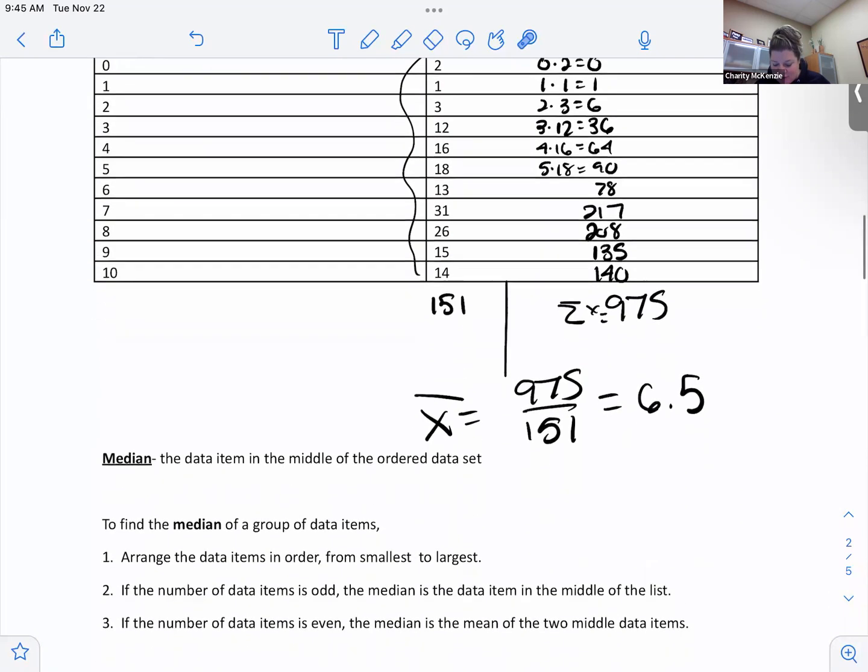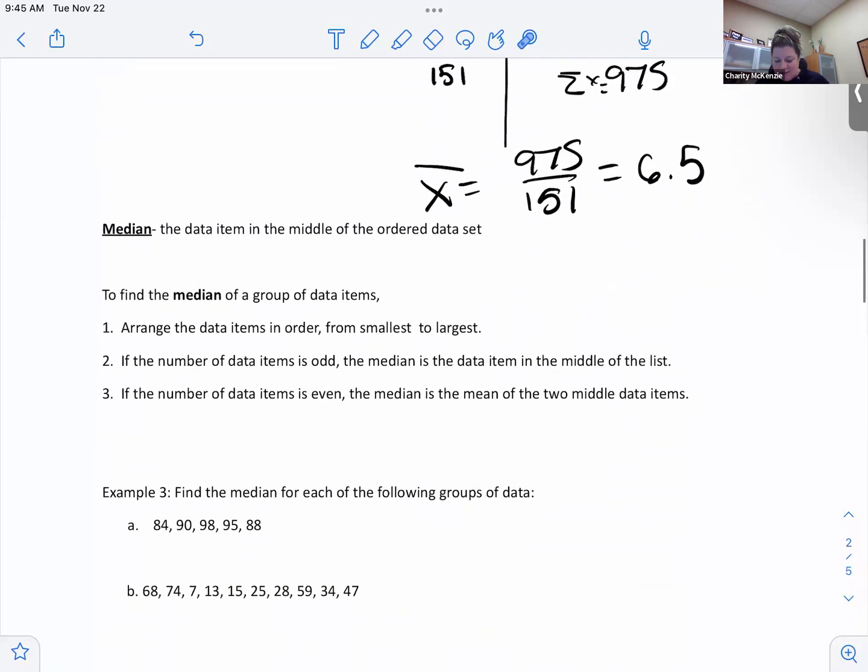What's another average? The median. So the median is my least favorite because you have to put your numbers in order. And mean, you just add them all up. I just get out my calculator. But median, you have to put them all in order and find that middle number. If there's two middle numbers, you add them and divide by 2. You find the mean of the middle two.